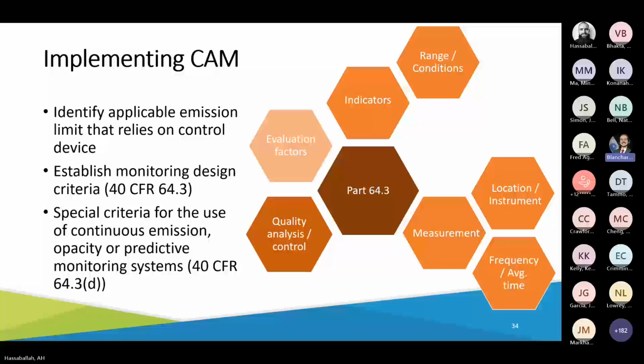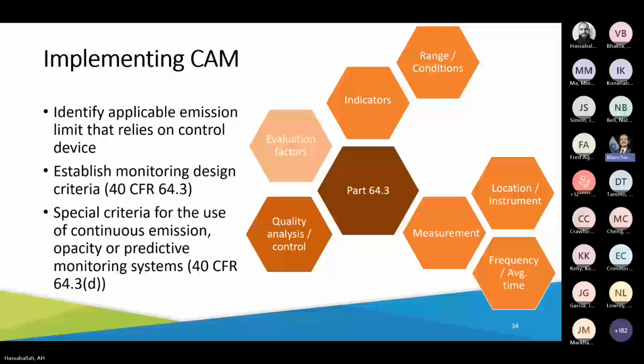So we need to maybe adjust the range and conditions for the indicators. Maybe the averaging time should be updated with regards to other changes in the process itself. So overall, it is a dynamic situation that should be looked at and accounted for when planning on implementing the CAM rule.